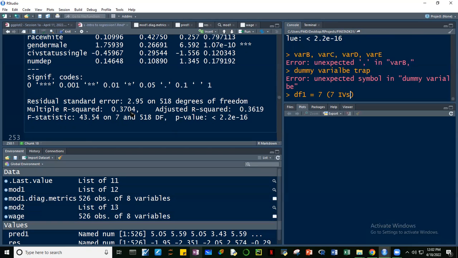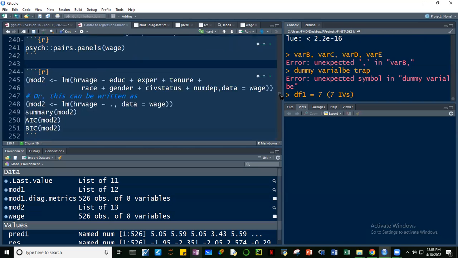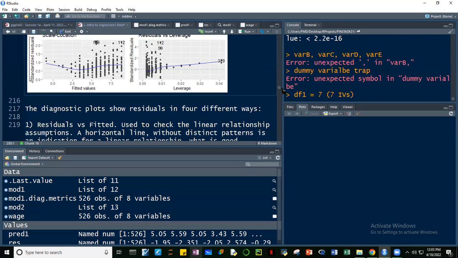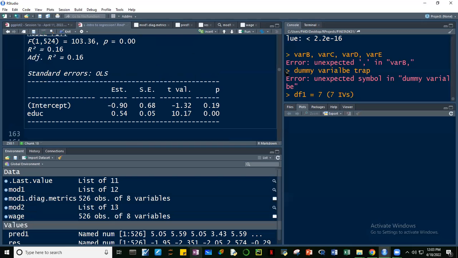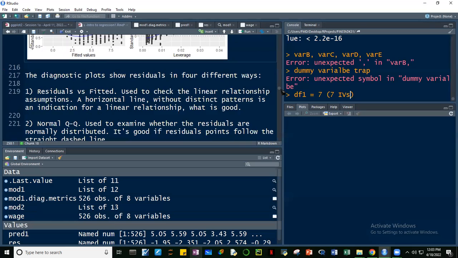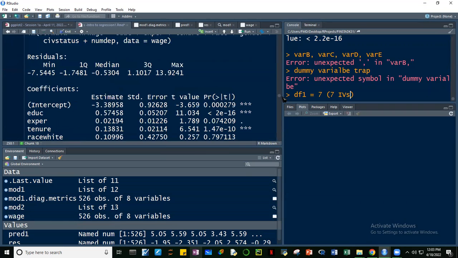Okay, multiple R squared, 37%, adjusted R squared, 36%. Ano ibig sabihin nito? It means that 36% of the variability of your outcome variable, which is hourly wage, can be explained by all our parameters. Okay? Notice na kanina, yung model 1 natin, how much was our adjusted R squared? Only around 17%, I think. Yeah, 16% lang. Okay. This time, here for our model 2, there was an increase in your adjusted R squared.